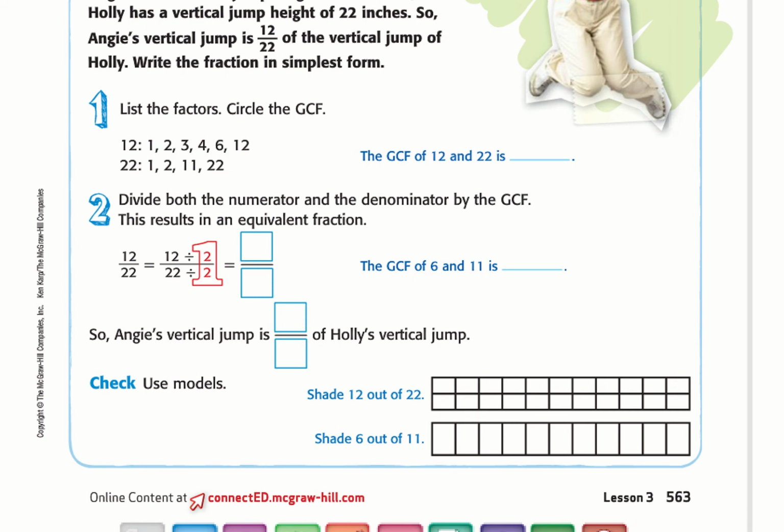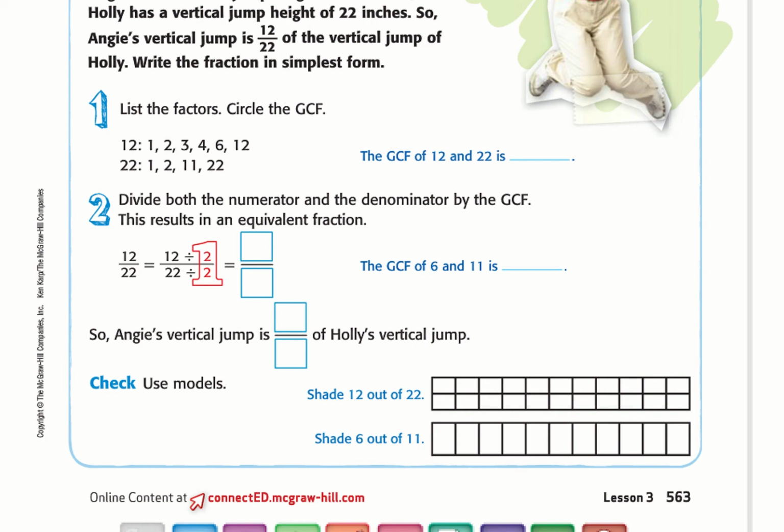List the factors and circle the greatest common factors. Oh, what do you know? They used the easy method of listing the factors of 12 and 22. Look, 1 times 12, they wrote that down, 2 times 6, and then 3 times 4. 22 is 1 times 22, and 2 times 11. It's so easy, but moving on.